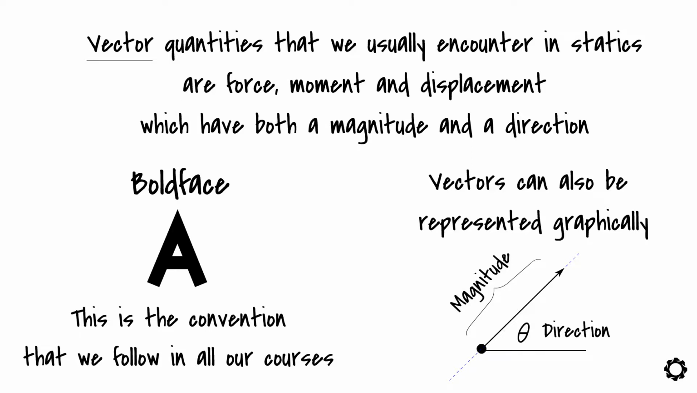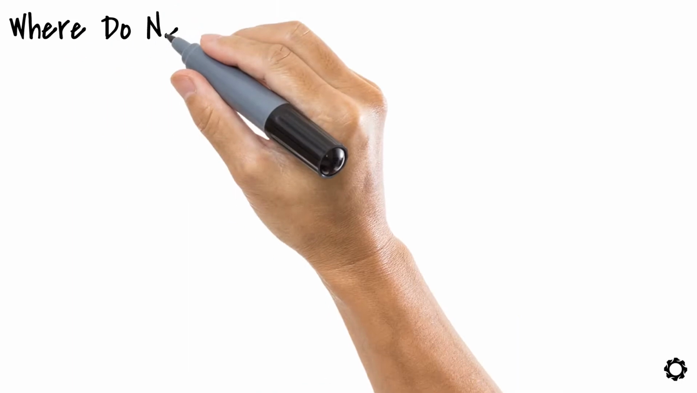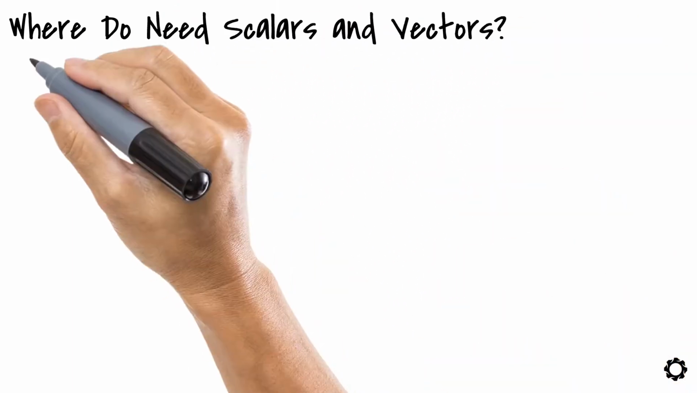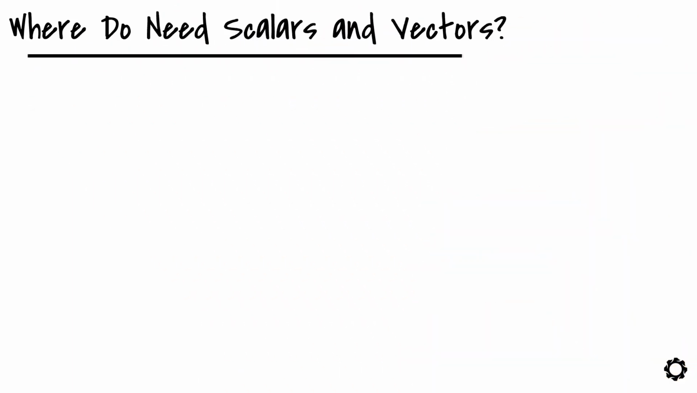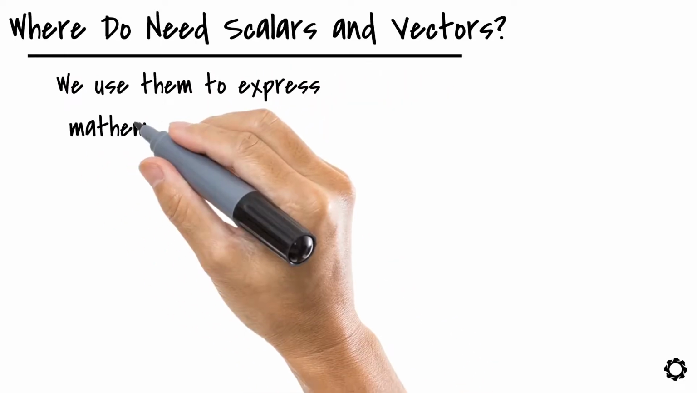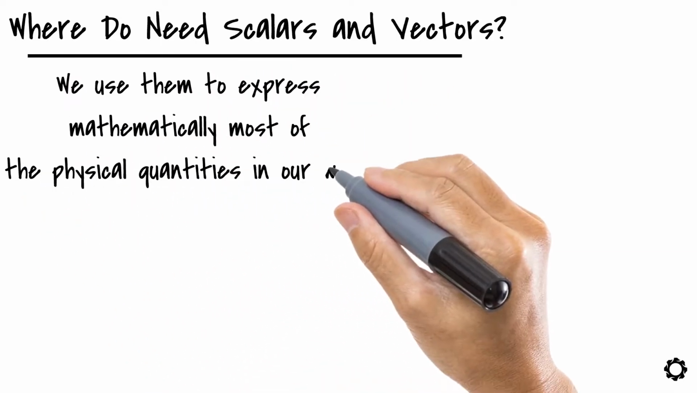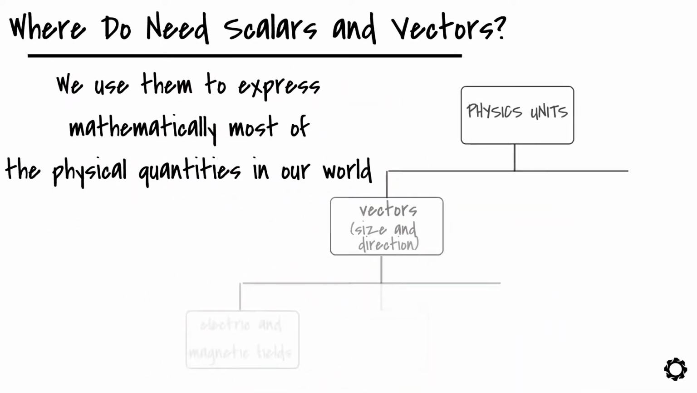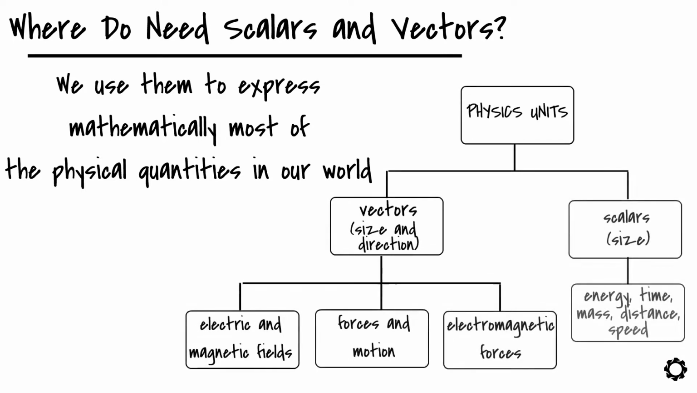And now back to the main question of today. Where do we need scalars and vectors? I think you may already know this by now. We use them to express mathematically most of the physical quantities in our world. So as you can see, their role in mechanics is quite significant.